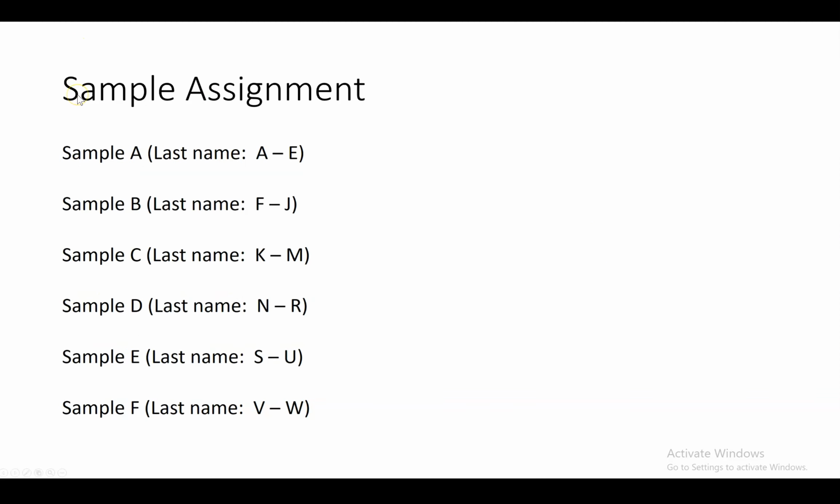And here are the sample assignments right here based on your last name. There are 6 different samples all the way from A to F. And students, depending on your last name, are assigned the following sample. If your last name starts from A to E, you'll be assigned sample A. So make sure you include sample A in your report, so that way we know that you're working with sample A. And if your last name starts with F to J, then you would have sample B and so on. So please refer to this list and make sure you are using the correct sample.